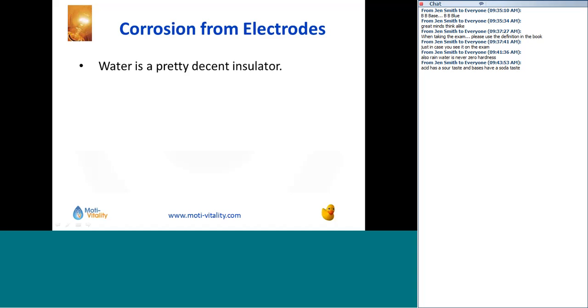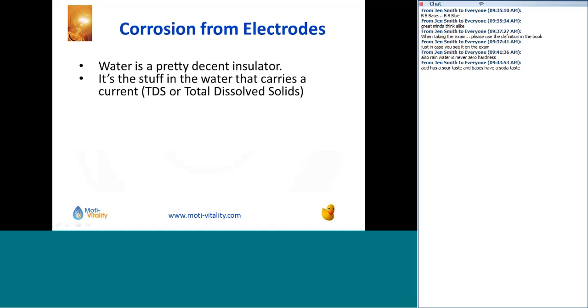Because it's not the water itself that carries the electrical current. Water is a universal solvent, so it tries to dissolve pretty much everything it touches. It's the stuff that's in the water that carries the electrical current. We can get an indication of how much stuff is in the water by measuring the conductivity of the water, how much current the water will carry. So water, like I said, is a pretty decent insulator. It's the stuff in the water that carries the current. That's the total dissolved solids, or the TDS.